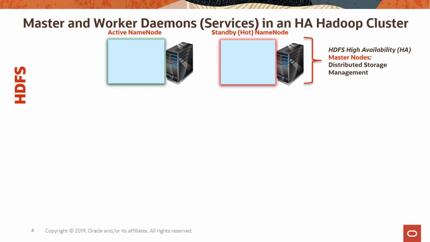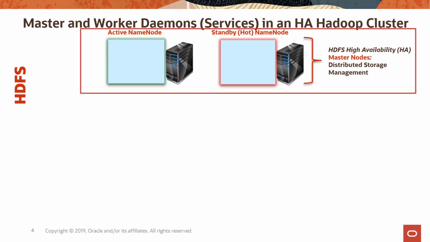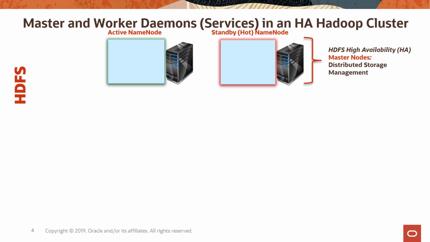Let's look at a simple example of a high-availability cluster. It is made of master and worker nodes used for both distributed storage and distributed processing of the massive amount of data stored in the cluster. The NameNode Daemon, also known as service, runs on the master nodes on the HDFS side of the cluster. The NameNode holds the metadata about the cluster and manages the data storage.